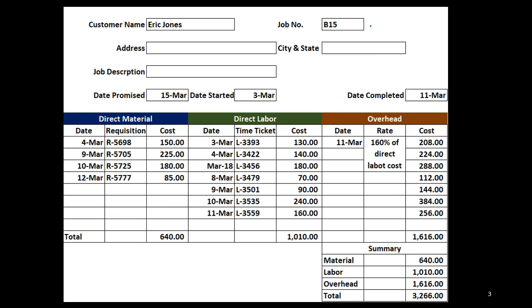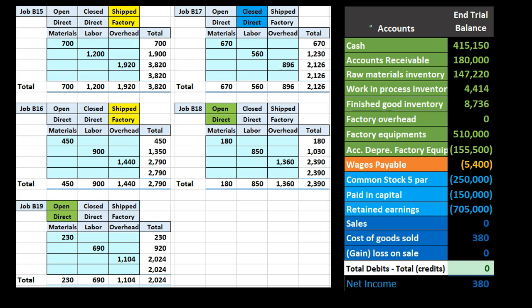So this is just an example of one job that could be more detailed, and we're kind of summing this up: direct materials, direct labor, and overhead. So just keep that in mind as we go. The job cost sheets might look different. They could be very detailed. We could have a simplified format of them. Different companies will have different job cost sheets.